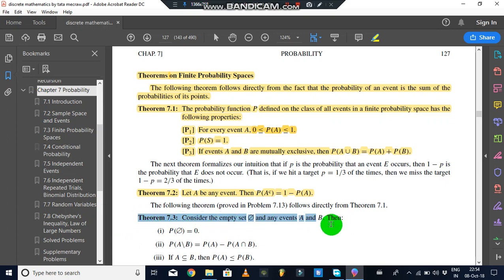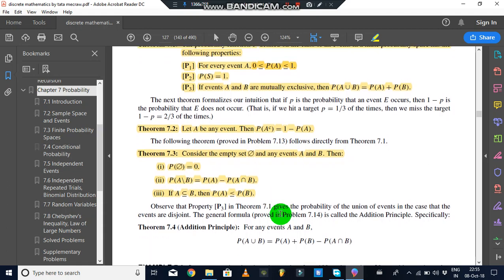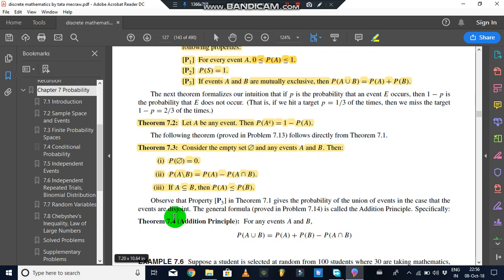Theorem 7.3. The probability of null, and this is the basic thing. What is the probability of null? 0. And the probability of A minus B is equal to the probability of A minus the probability of A intersection B. This is the same thing. If we intersect A and B and subtract it from the probability of A, then it is equivalent to it. But you definitely need to be aware of these things, because if these terms and theorems come in our exam, then we won't be confused.